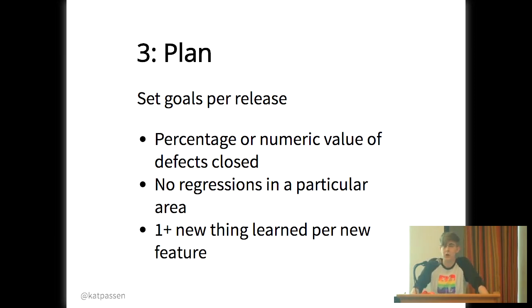Maybe as you get further along, you don't want to have any regressions in a particular area. So you've cleaned up this flow, and now as we add new features to it, we don't want any regressions here. Or maybe you've gone through the entire thing and you're done. For each new feature that you add, you could make a goal of saying, I want to learn one new thing about accessibility that I can bring back to other parts of my site and add in later.